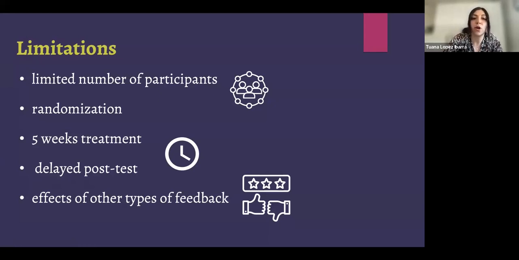And also we didn't talk about the effects of other types of feedback. We just focused on this feedback loop given by the teacher, and we didn't gain any information about what would happen if we engaged students with each other as well, like if we included them in this feedback loop by giving feedback to each other. So actually, these were the limitations, and also call for future studies.